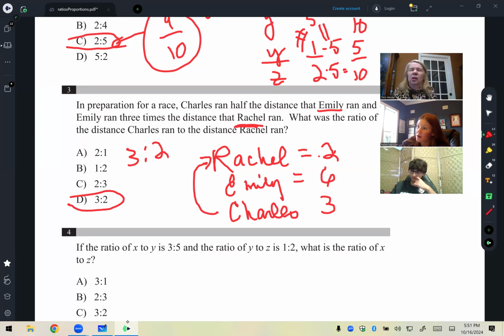I know it seems weird to be doing ratios when you're in high school, but it's on the test, so we have to cover it.